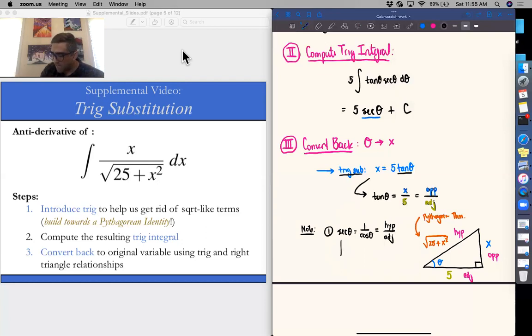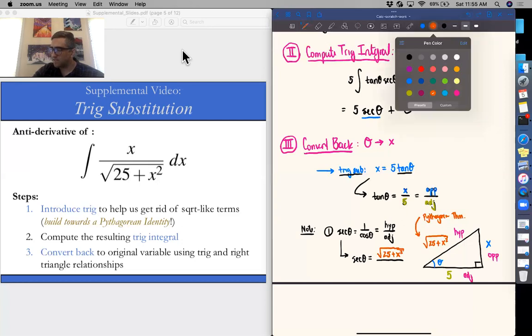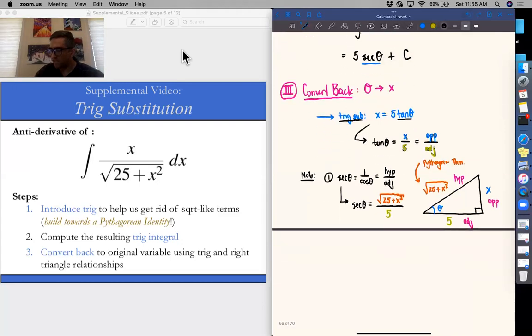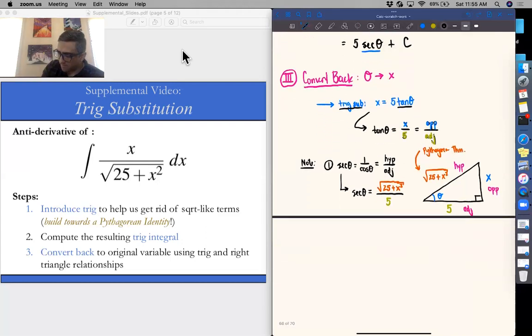and that's what we have. So in this case, our secant of theta in this problem is equal to the hypotenuse, which is the square root of 25 plus x squared, all divided by the adjacent side, which is 5. So in our antiderivative, we can replace secant of theta with exactly that, the square root of 25 plus x squared all over 5.